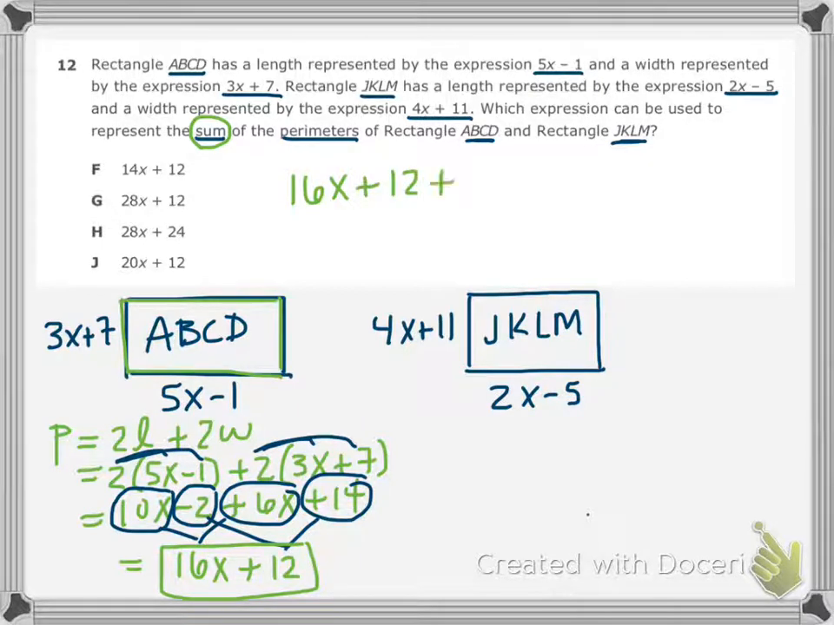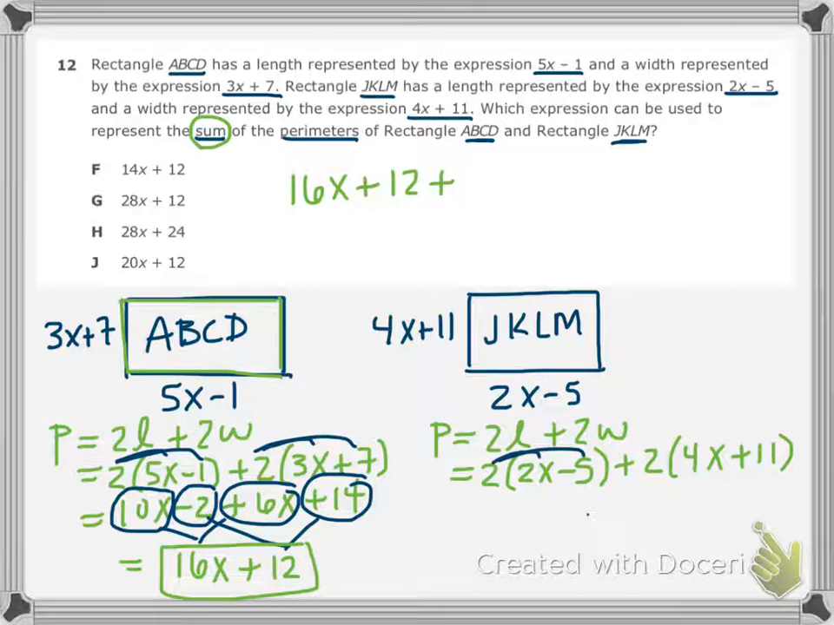So I'm going to add to that whatever I get for the perimeter of this other rectangle. So let's find its perimeter. 2 times the length plus 2 times the width. 2 times the length of 2x minus 5 plus 2 times the width of 4x plus 11.